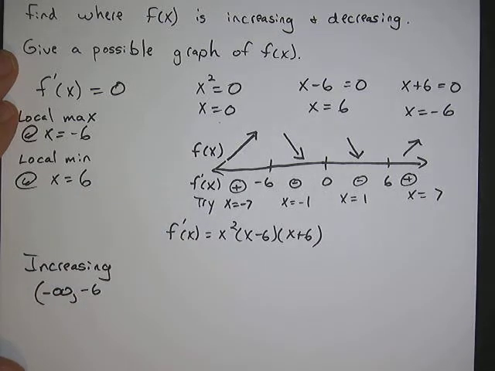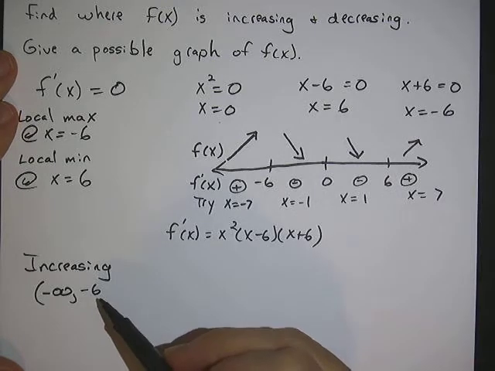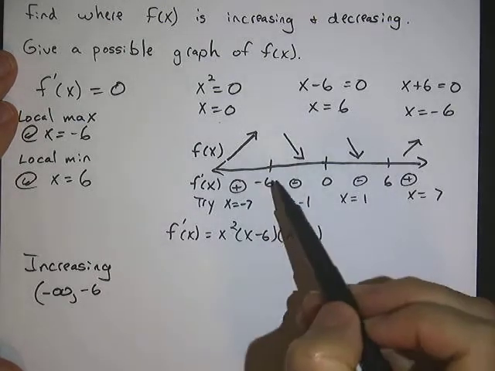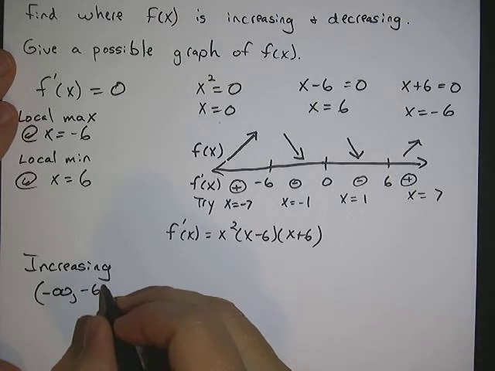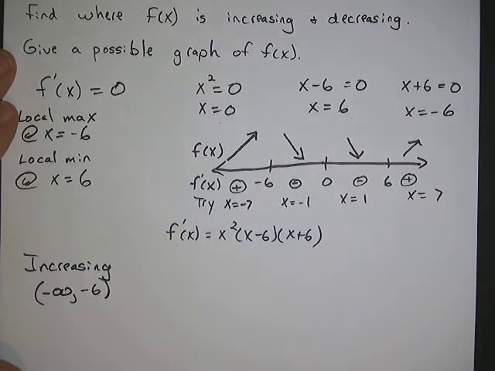-infinity cannot be included, so that's a parentheses. And -6, can that be included? Well, we said that at -6, that's where the derivative is equal to 0. The derivative is equal to 0, the slope is 0, and it's not increasing, it's flat. So we're not going to include -6 in increasing.